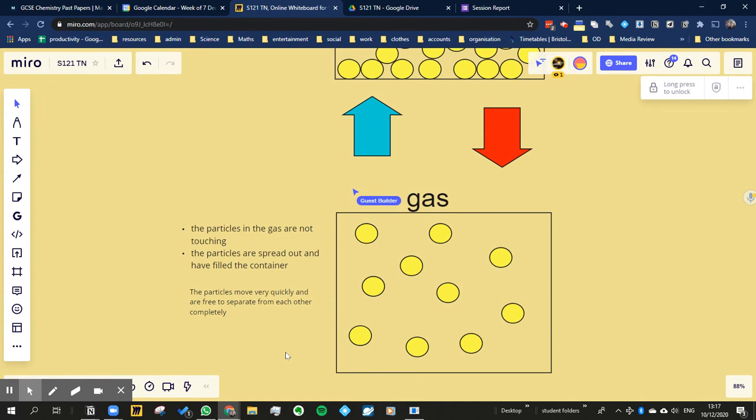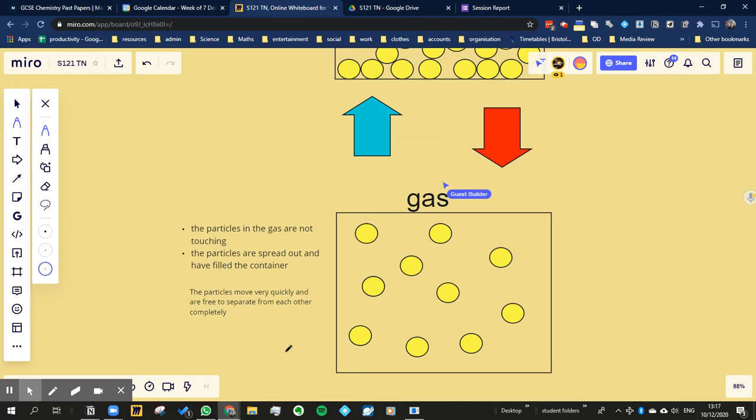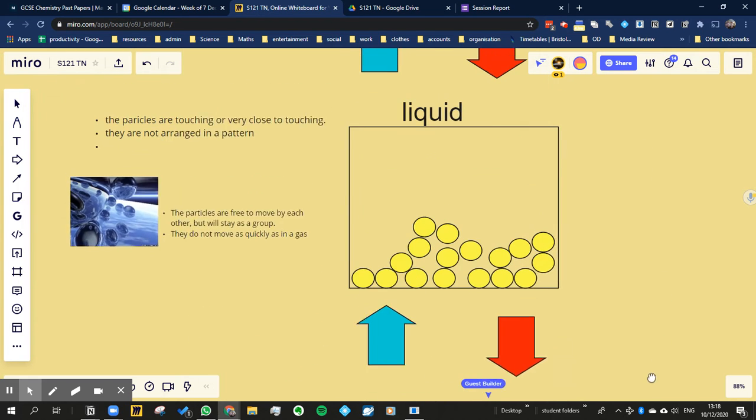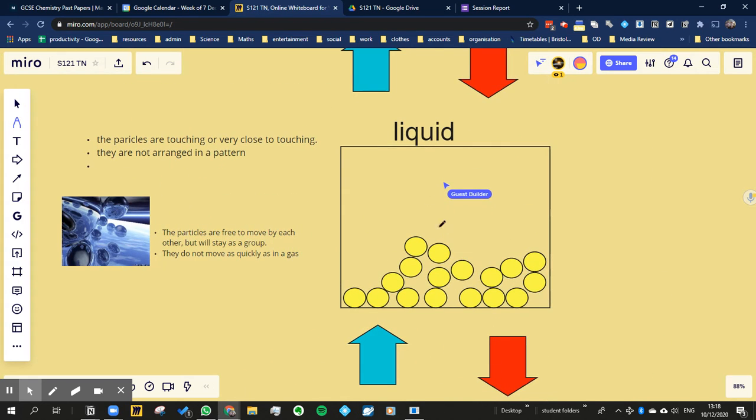Now we can probably demonstrate that. Actually, what I tend to do when I'm drawing these diagrams is draw reasonably big arrows in random directions, just to show that they're all sort of moving in random directions, and the size of the arrow shows that they're moving fairly fast. Okay, and then over here in a liquid, they're still moving, but smaller arrows, because they're not moving as fast. And you can see that they're all staying together as a group.